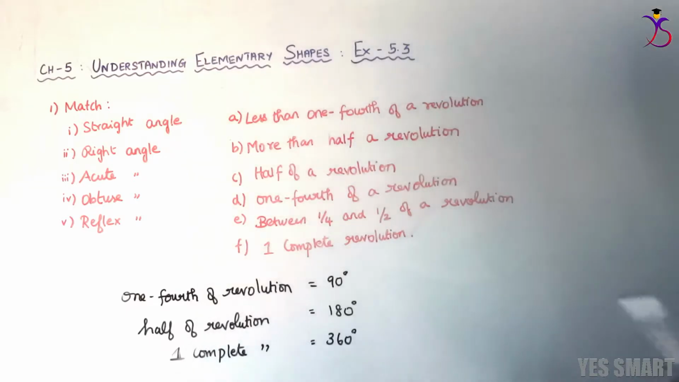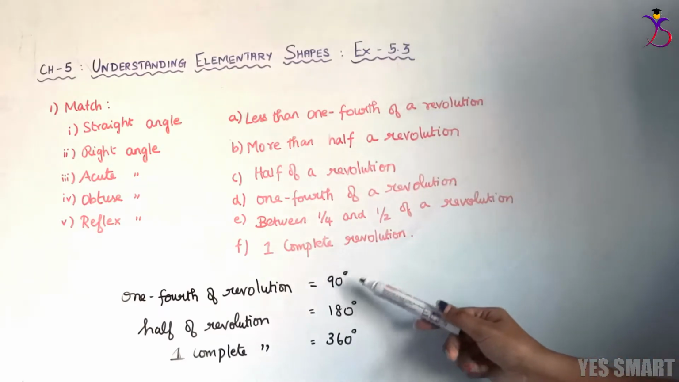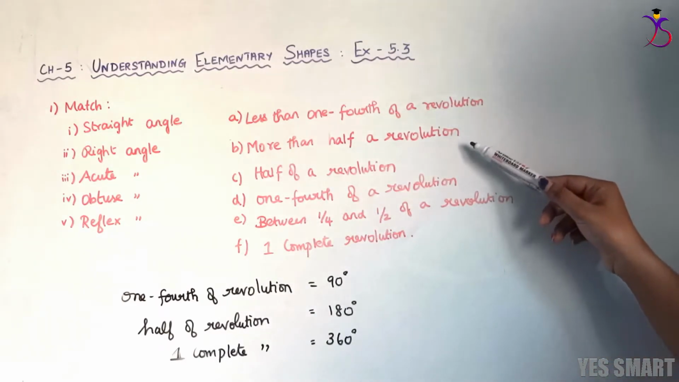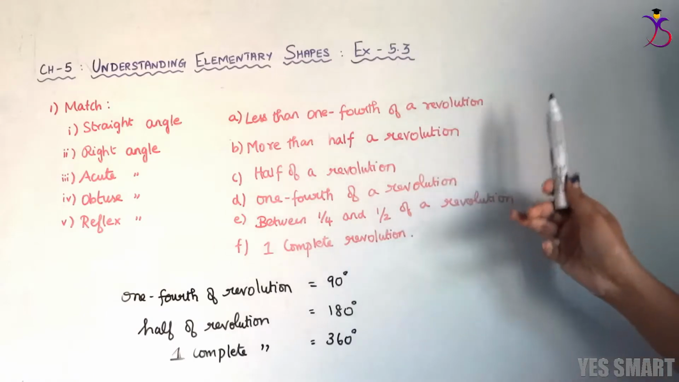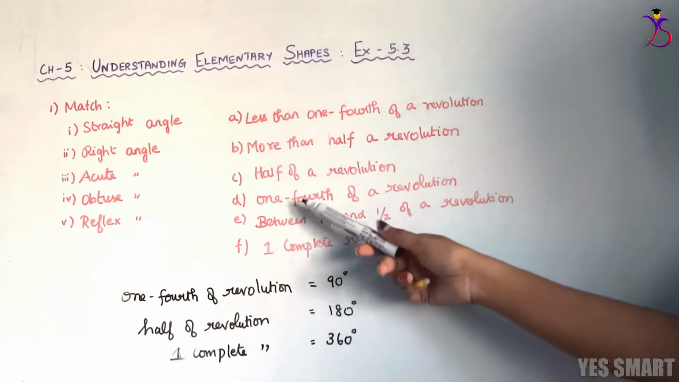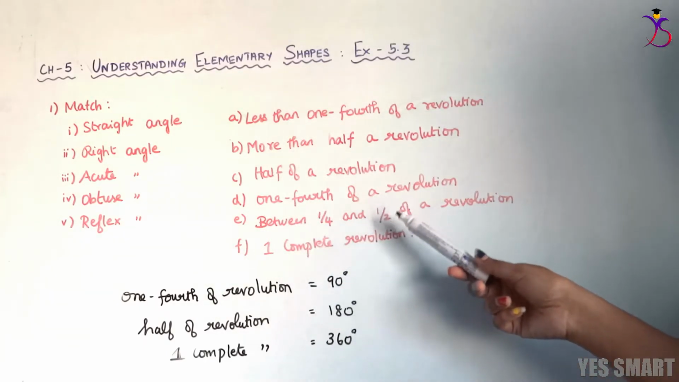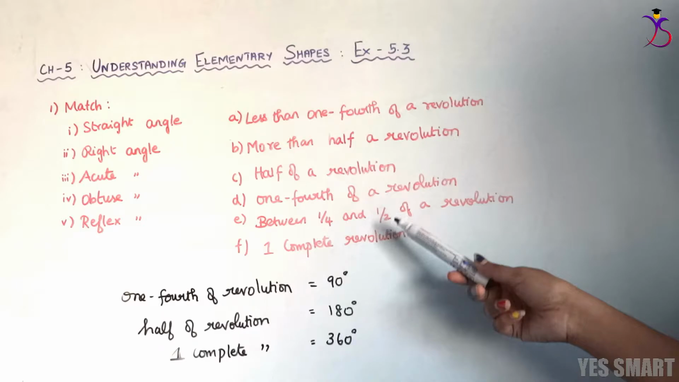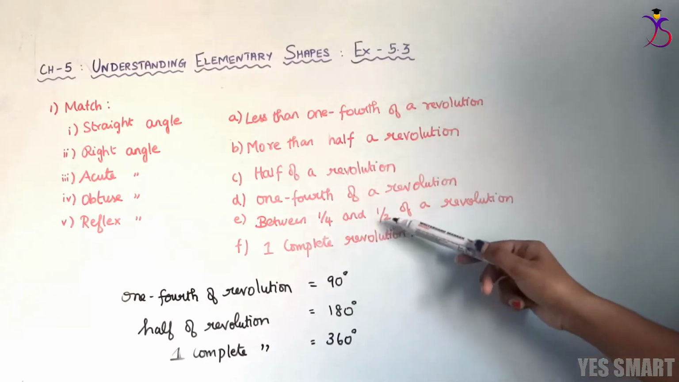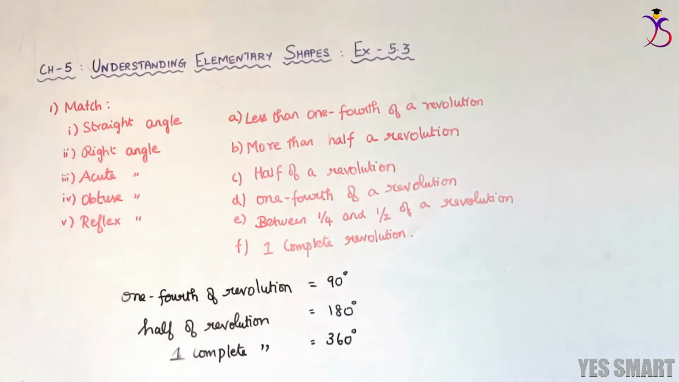Now on the right hand side they have given less than 1/4 of a revolution, meaning that it is always less than 90 degrees. Then we have more than half a revolution, that is, greater than 180 degrees. Half of a revolution is 180. Next, 1/4 of a revolution is 90. Between 1/4 and half of a revolution is between 90 and 180. Lastly, one complete revolution is 360. Now let's match it with the left hand side.